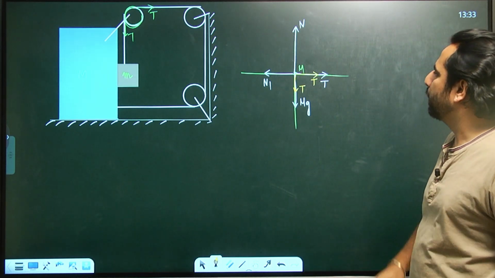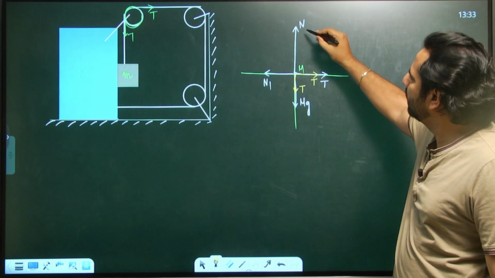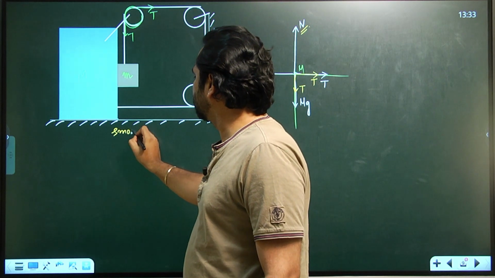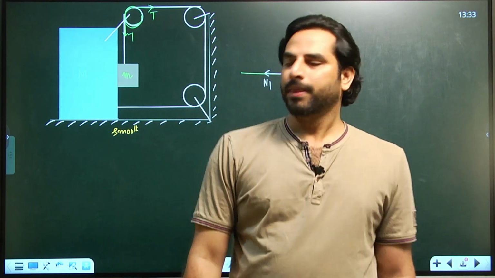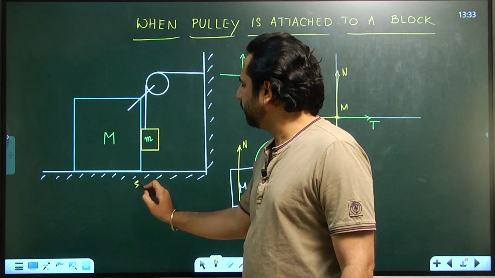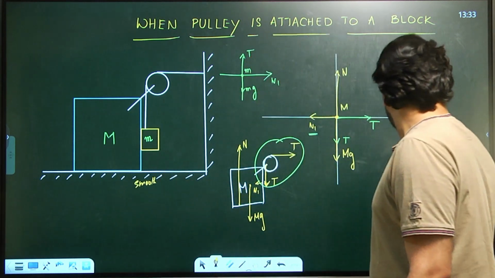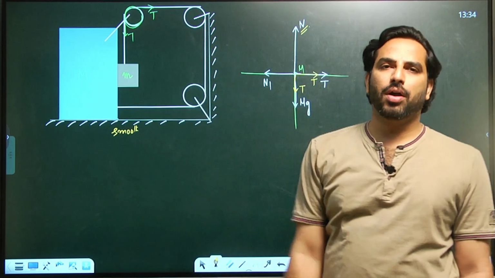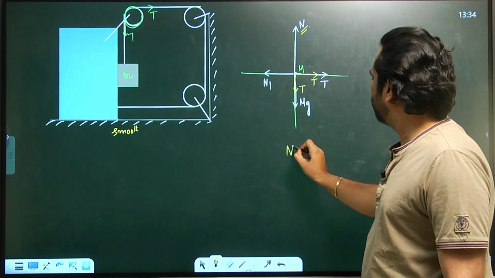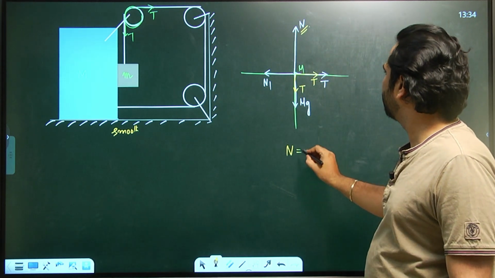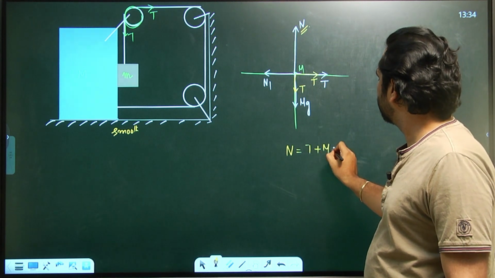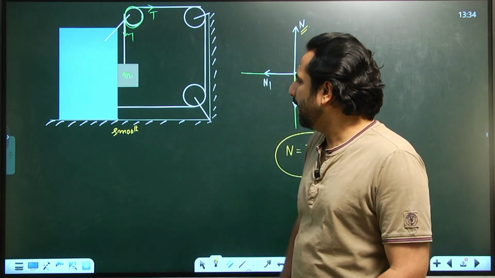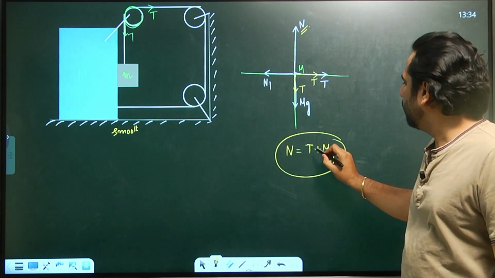Now, if the question is what is the normal force exerted by the ground on the block, in all the cases I am first taking smooth surfaces. Don't worry about friction now. Even in the previous case, this is smooth, there is no friction. If the question is what is the force exerted by the ground on the bigger block, that is N. By application of Newton's laws, in the vertical direction there is no acceleration, so N is equal to T plus mg. This is what you have to observe. If this concept is clear, then you can solve any problem of this kind.